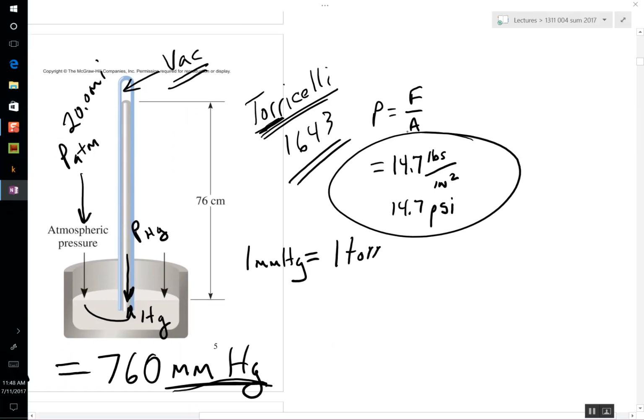So really, you sitting right there, every square inch of your body has 14.7 pounds of atmospheric pressure pressing on it. You thought exams put you under a lot of pressure? The atmosphere does it much more. All right?